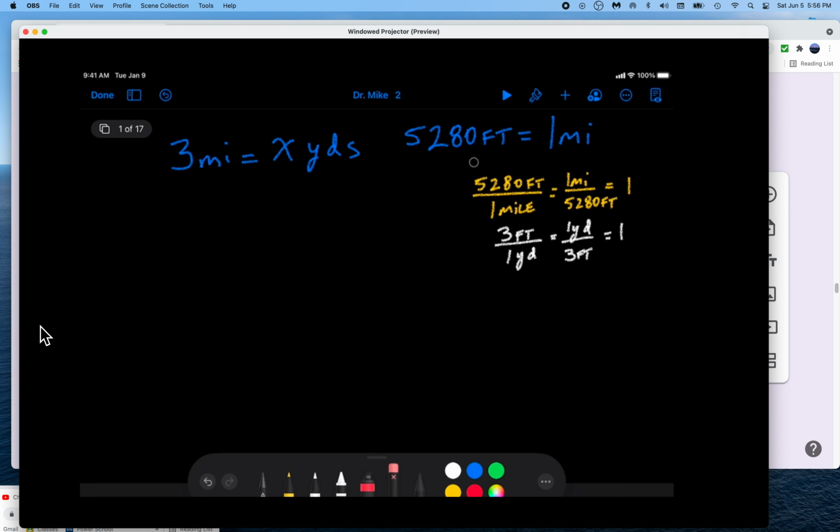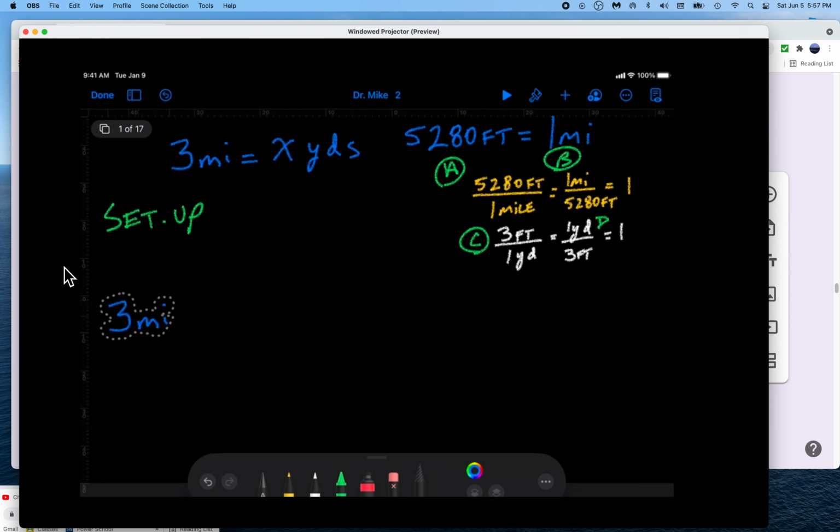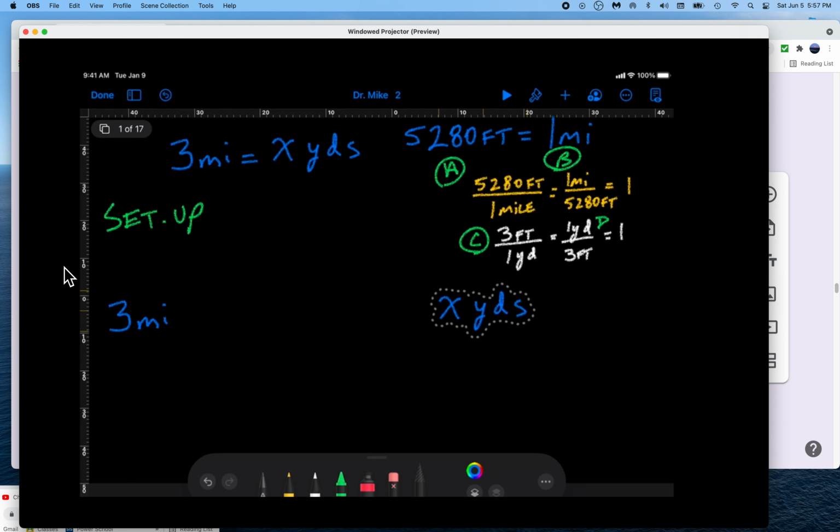I'm going to label them A, B, C, and D. Okay, now we do our setup. What do we know? We know there's 3 miles. Put that here. We know we're trying to find x yards. We put that here on the other side of the equal sign.